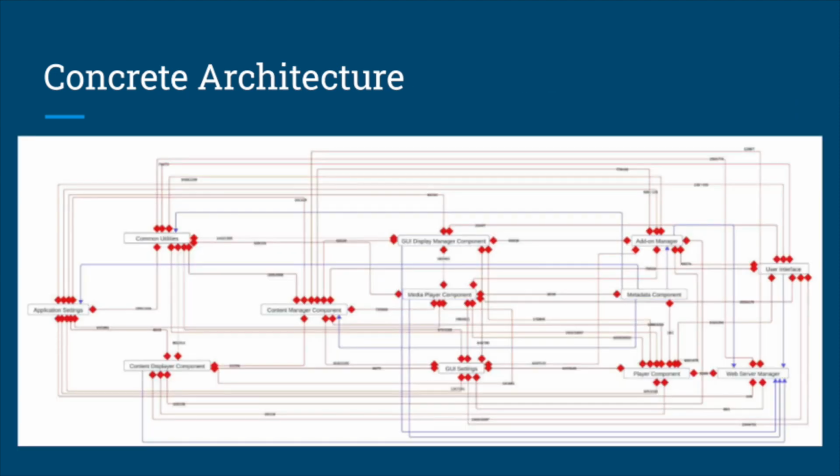To give a brief overview of our new concrete architecture and how each component interacts, the presentation layer consists of the user interface component, which is responsible for the user interaction, rendering visual components like buttons and text, the GUI display manager component, which acts as a bridge between the OS and the UI, managing window display for Kodi's multimedia player, and the GUI settings component, which handles the overall UI appearance.